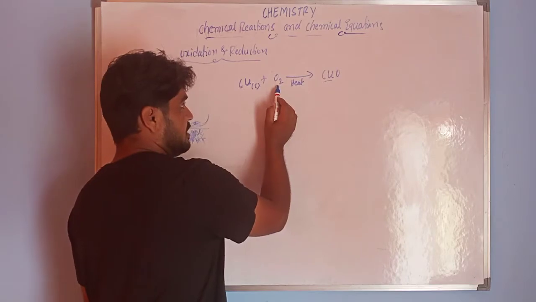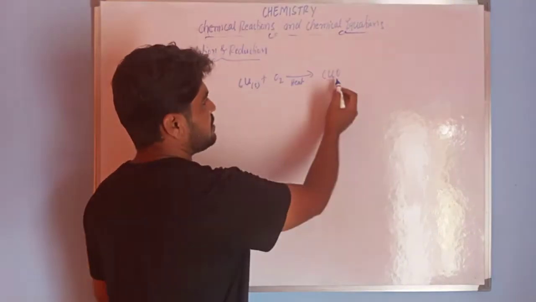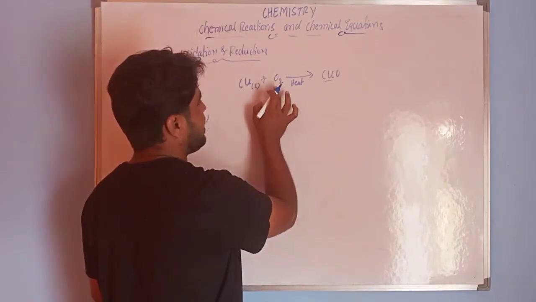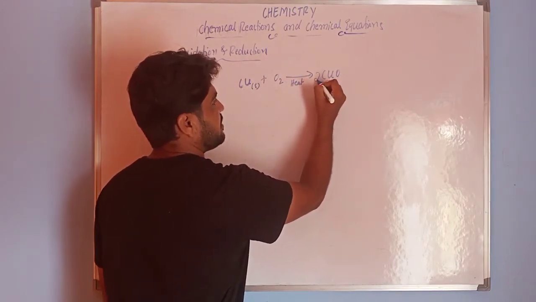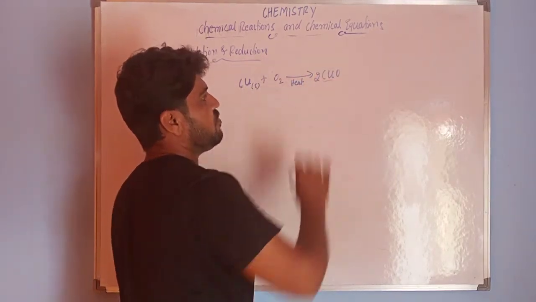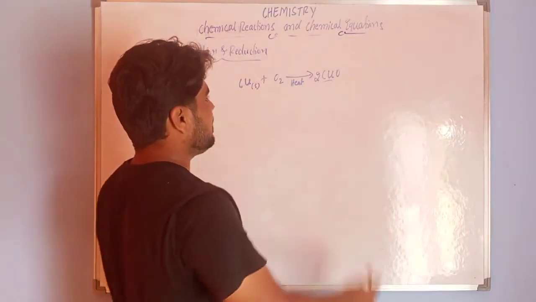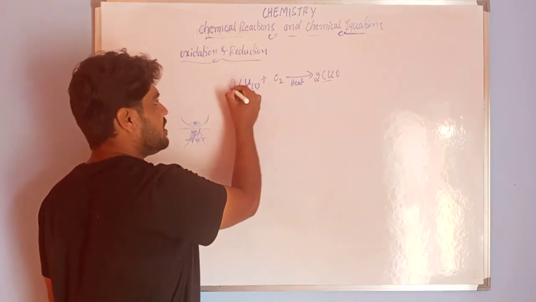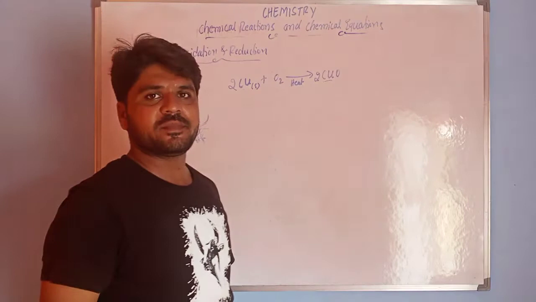On the reactant side, the next element is oxygen. Here two oxygens are present. On the product side, only one oxygen is present. That's why we have to balance the oxygen on the product side, so I am taking 2 as a coefficient. Now the oxygens are balanced. The next thing is here 2Cu, and here only one Cu, so I am taking 2 as a coefficient here also. Now the reaction is balanced.